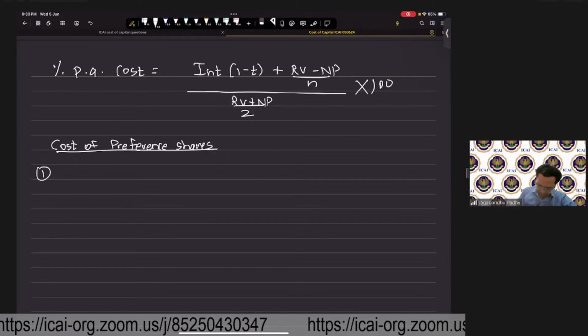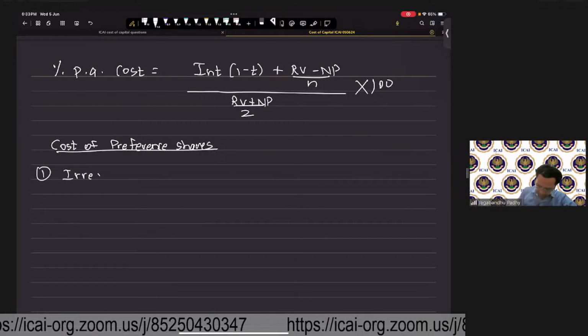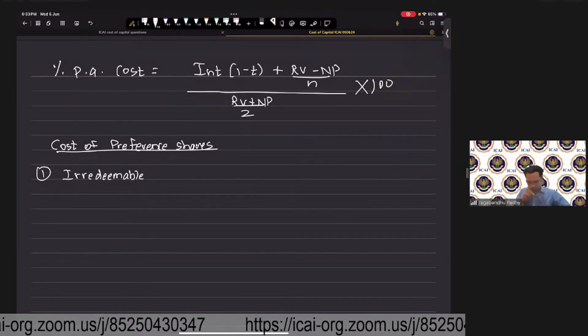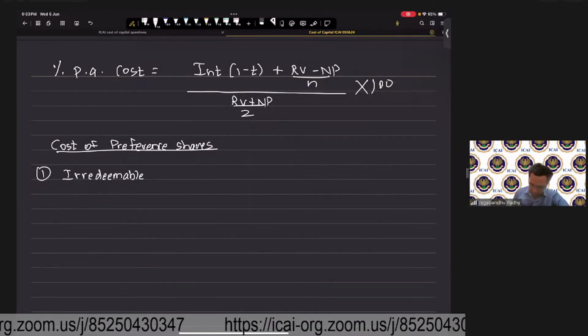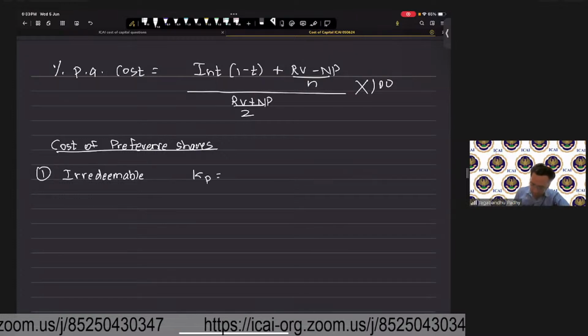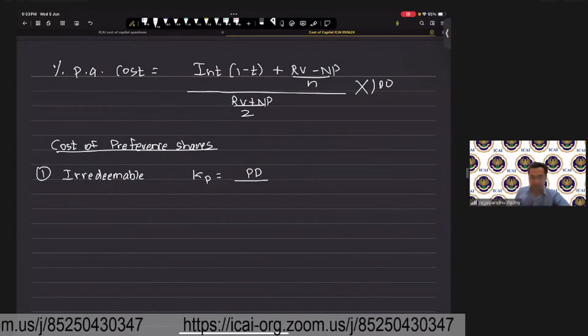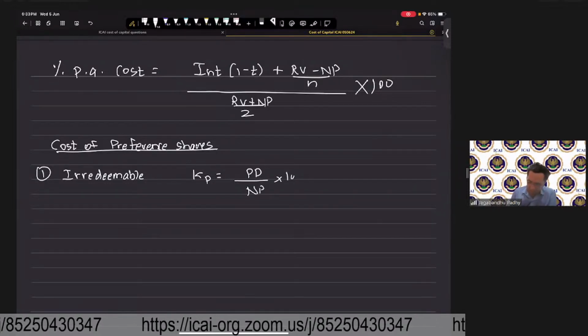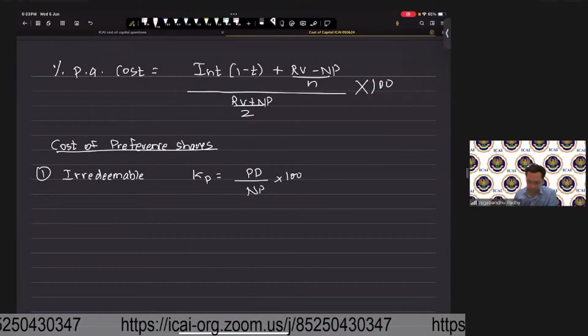One is if it is irredeemable. If the preference shares are irredeemable, then we say that the cost of preference share is preference dividend upon the net proceeds into 100, of course, to make it a percentage.